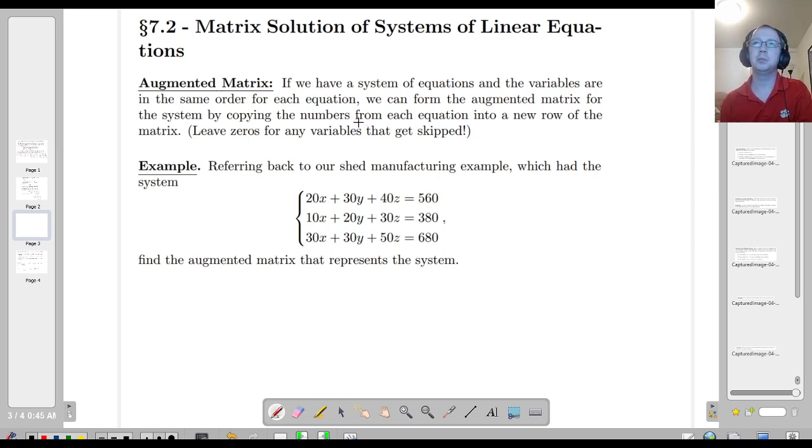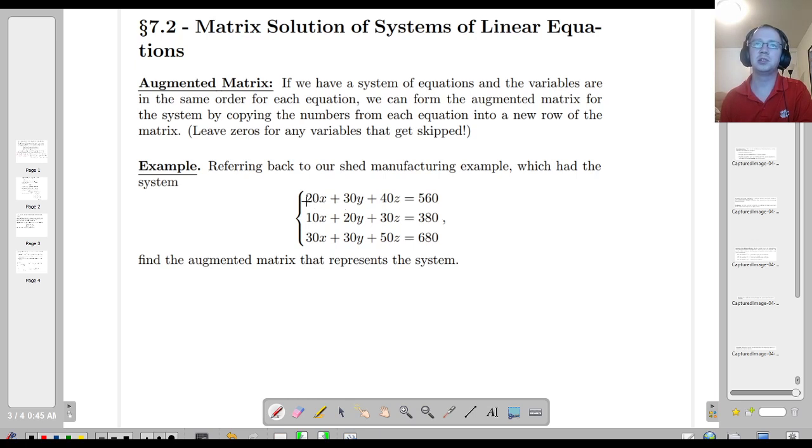The augmented matrix is when we take all of the numbers from the system and just put them in a rectangle. Notably, we're going to ignore the variables. We're going to ignore the equal signs. We're just going to take those numbers and put them in a rectangle. Okay, so let's go ahead and try this just as some practice.